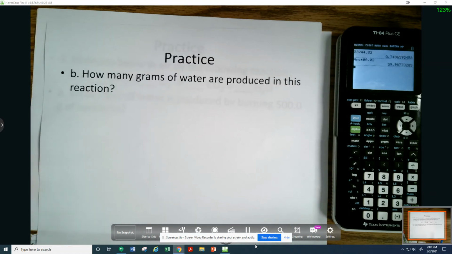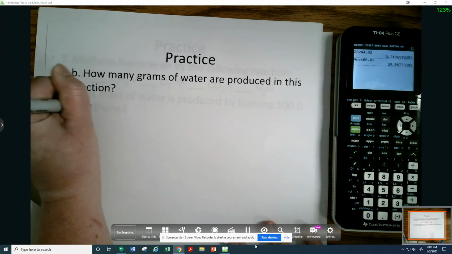So then in B, it asks how many grams of water are produced in this reaction. So you can start with either given. You could use the 33 grams of N2O, or you could use the 60 grams of NH4NO3. Either one you can start the reaction with because it's all based on that mole ratio. I'm just going to start with the 33 grams.